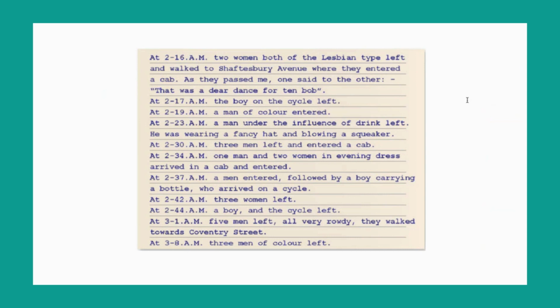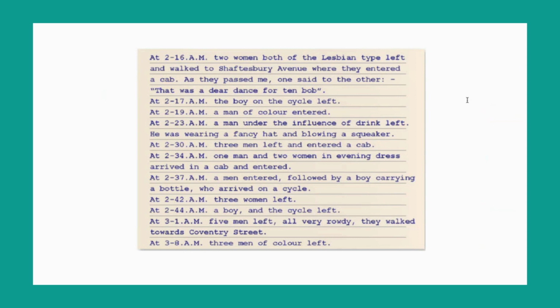Now, by itself, this piece of evidence offers a whole wealth of information about the kinds of things the police are interested in and are observing. I particularly enjoy, sort of halfway down the source, this man who's under the influence of drink, who's wearing a fancy hat and blowing a squeaker. Someone was obviously having a really good night.